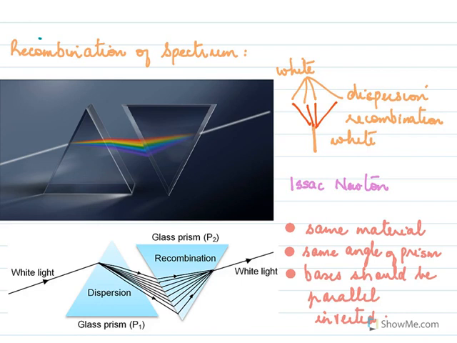So if we were to ask what is recombination of spectrum, it is when the different colors of white light combine back again to give you white light. It was first discovered by Isaac Newton.